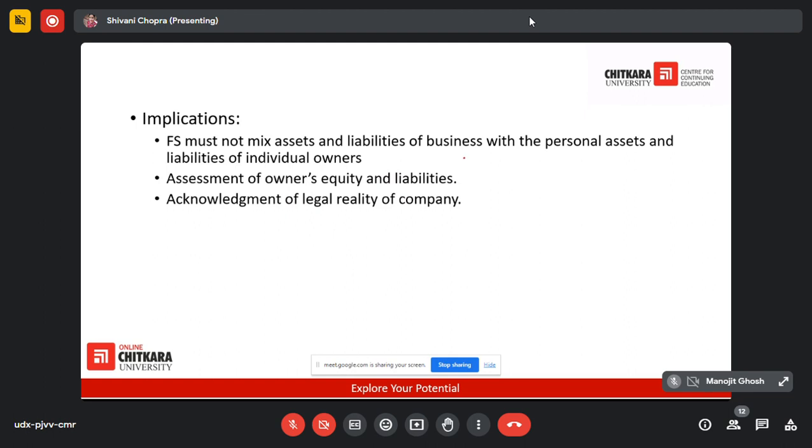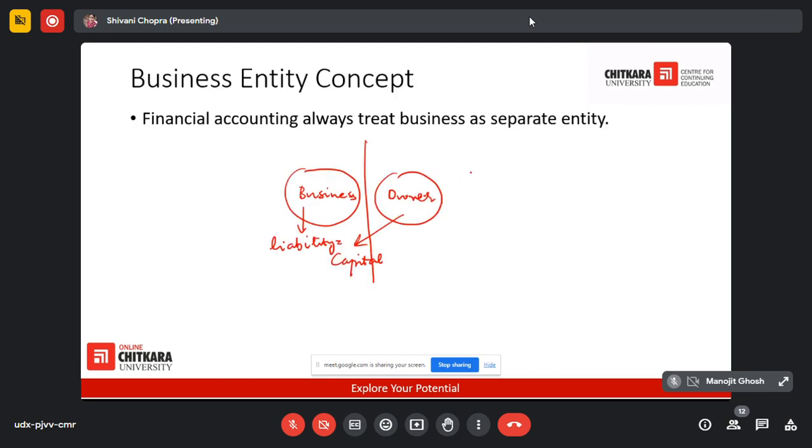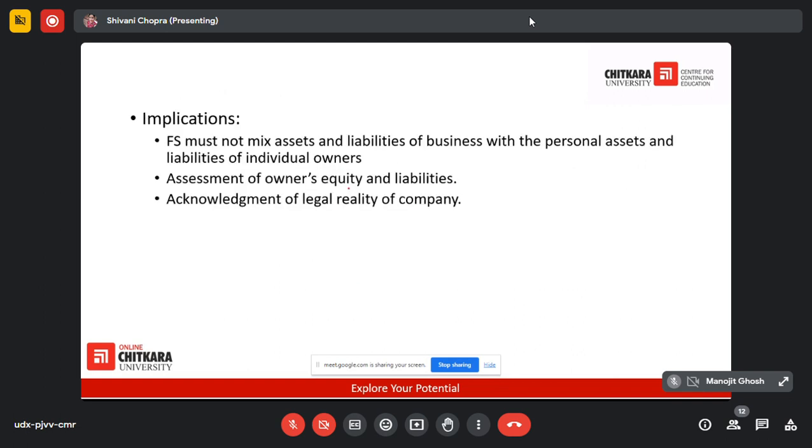Now, implications. What is the implications? Financial statements must not mix assets and liabilities with personal assets and liabilities of individual owners. That means owner has some sort of personal assets. These are not equal to business assets. Okay. Assessment of owners' equity and liabilities can be done only with the help of this separate legal entity. And it is basically an acknowledgement of economic reality, legal reality of the company. Legal reality means that business and owner are different.